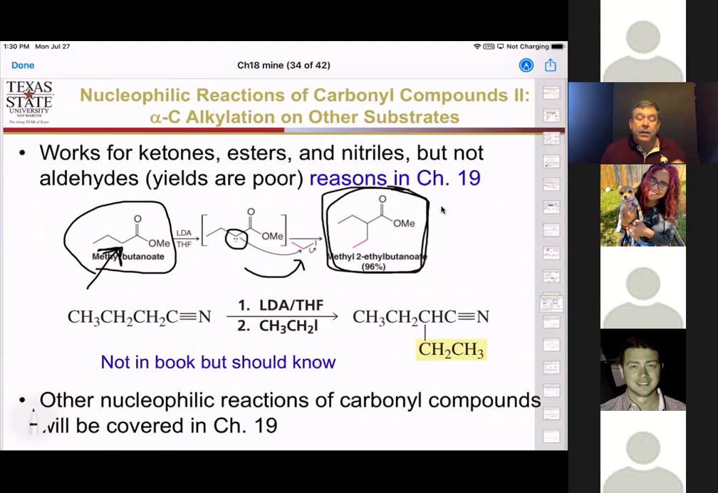Okay, and we can use that with any group that can form that acidic alpha hydrogen. So it can be a cyano group, it can be an ester, a ketone, or a nitrile. Aldehydes do kind of work, but we're going to talk about that in the next chapter. They actually do, but they do side reactions. And so we'll talk about those side reactions in the next chapter.